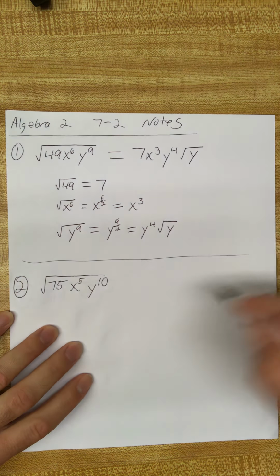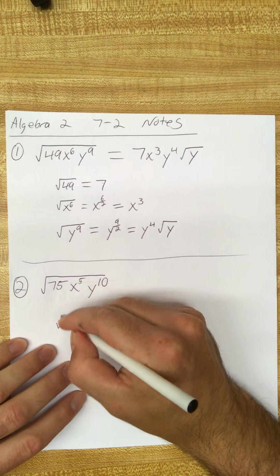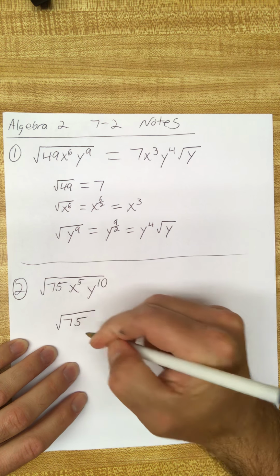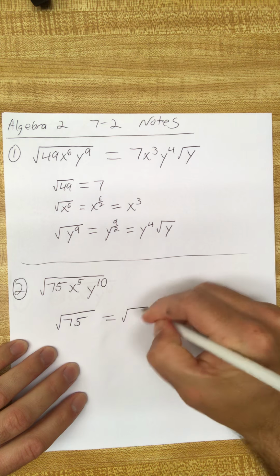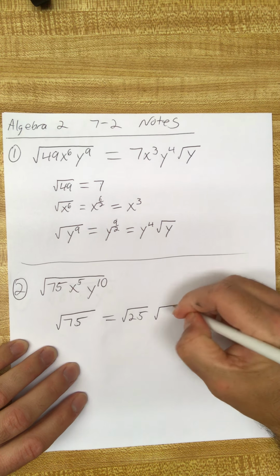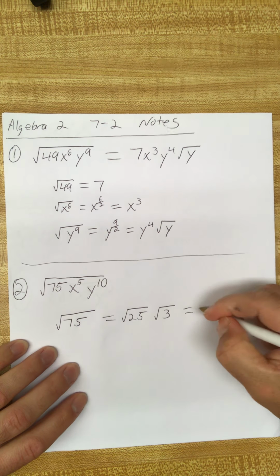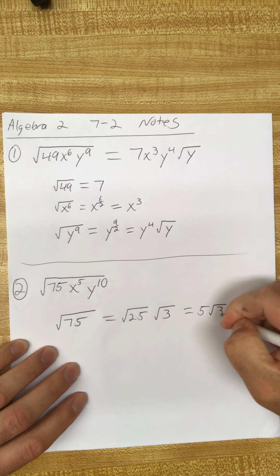Okay, so next up here then we're going to do the same thing. Square root of 75. Not a perfect square, but we can break it into a perfect square. 25 times square root of 3. Square root of 25 is 5. So we get 5 root 3.